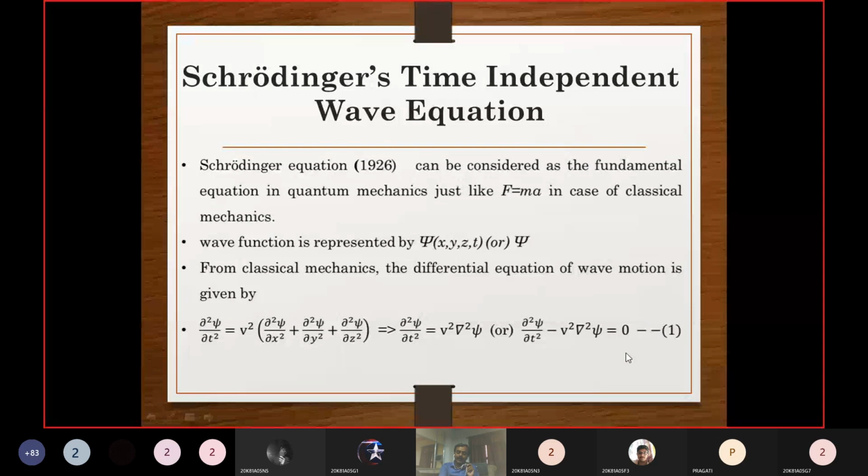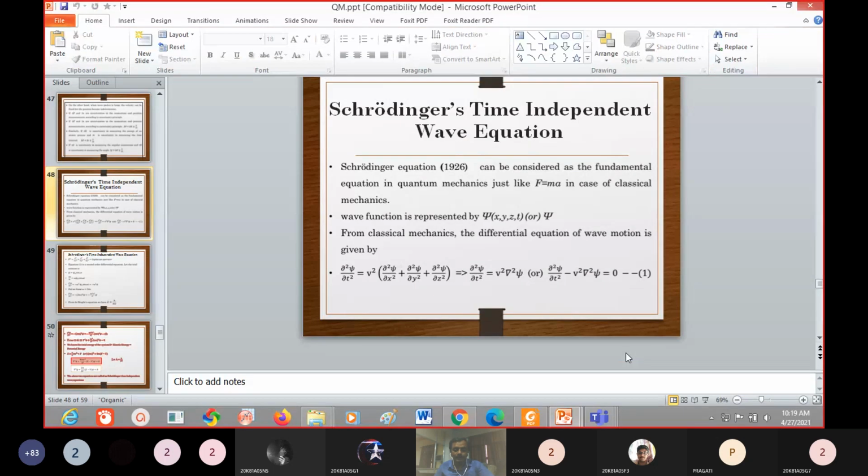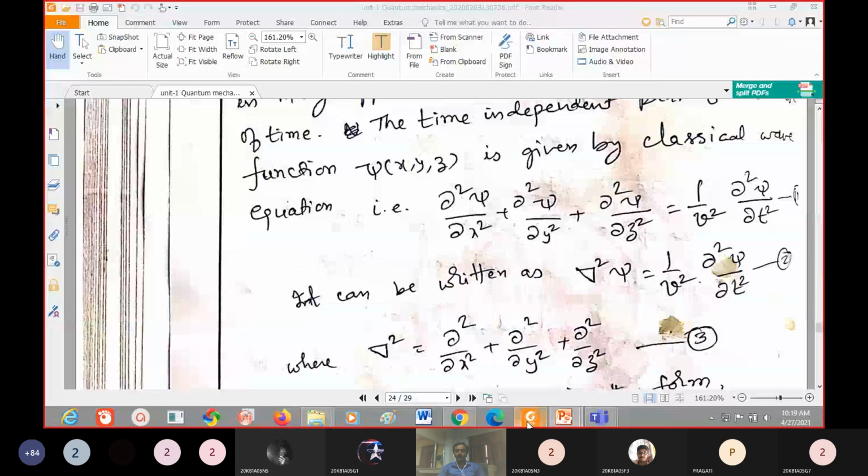Now I will simplify this equation. How we have to simplify, we will go in this manner. This is the wave equation: del square psi is equal to 1 by v square into ∂²ψ/∂t². This is the Maxwell wave equation, used in classical mechanics for explaining the velocity of light. So Maxwell used this equation. This is the classical wave equation.